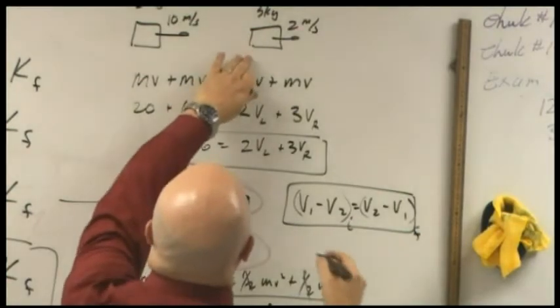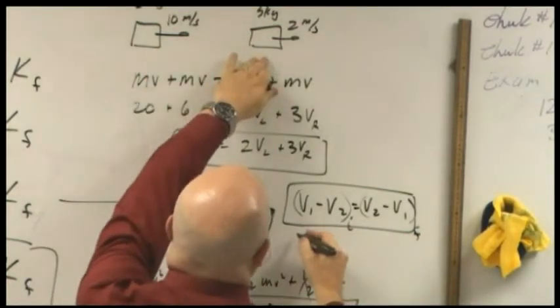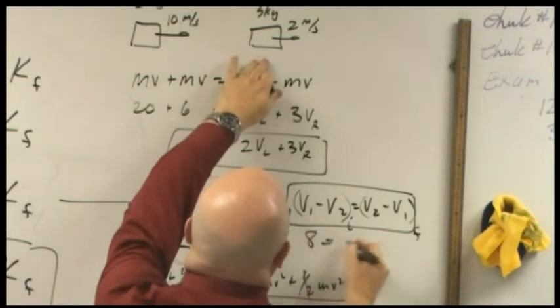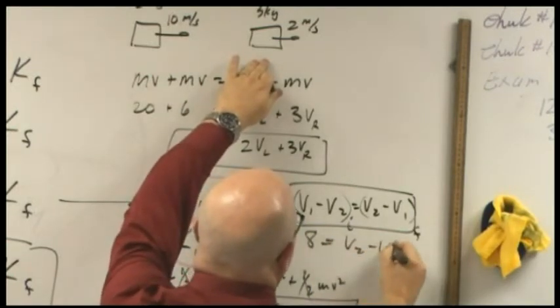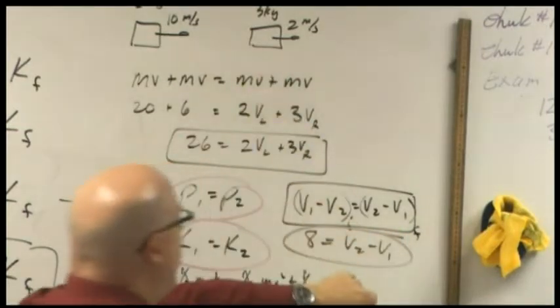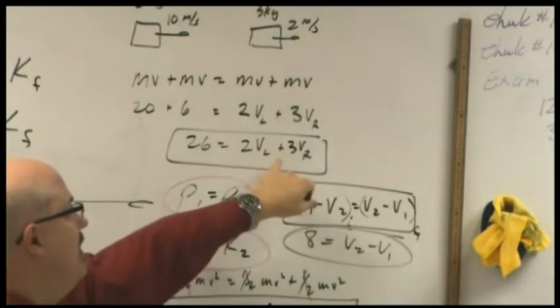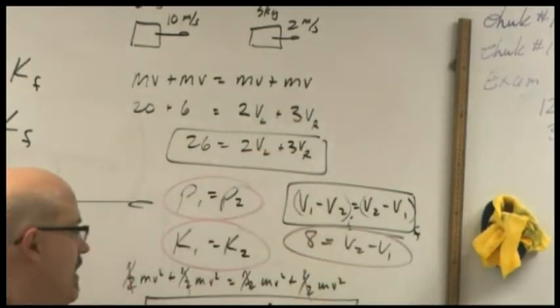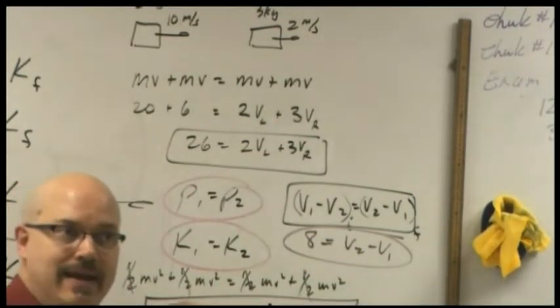For us, we're going to do 10 minus 2. So 10 minus 2, so that's going to be 8 on the left. And then we have v2 minus v1. And so there's our second equation. This one and this one are our two equations. Let's see how much faster it's going to be to solve those two. So that's no squares. Got it?